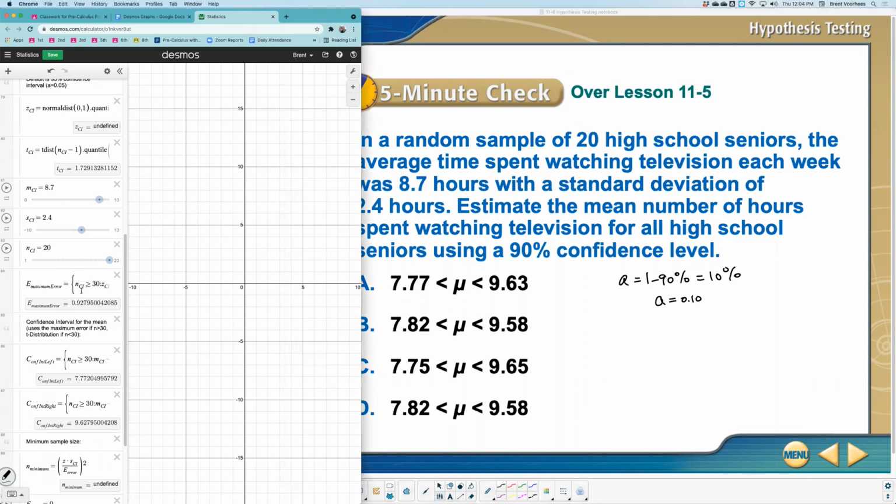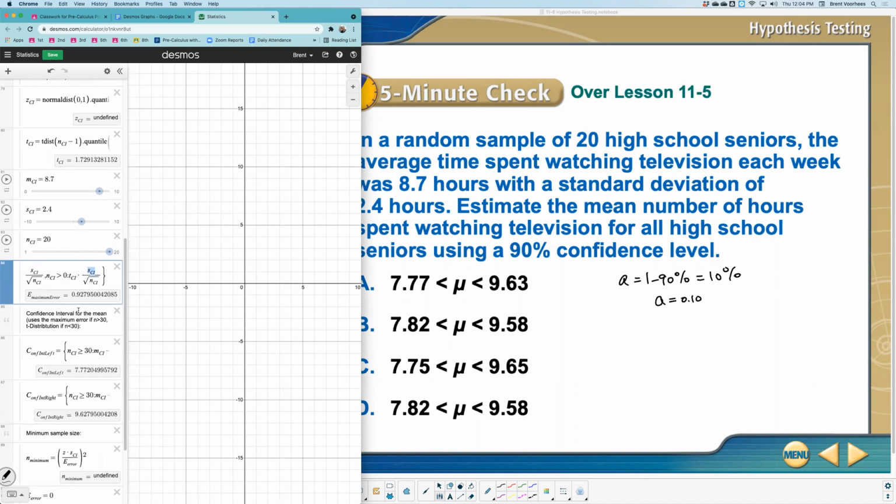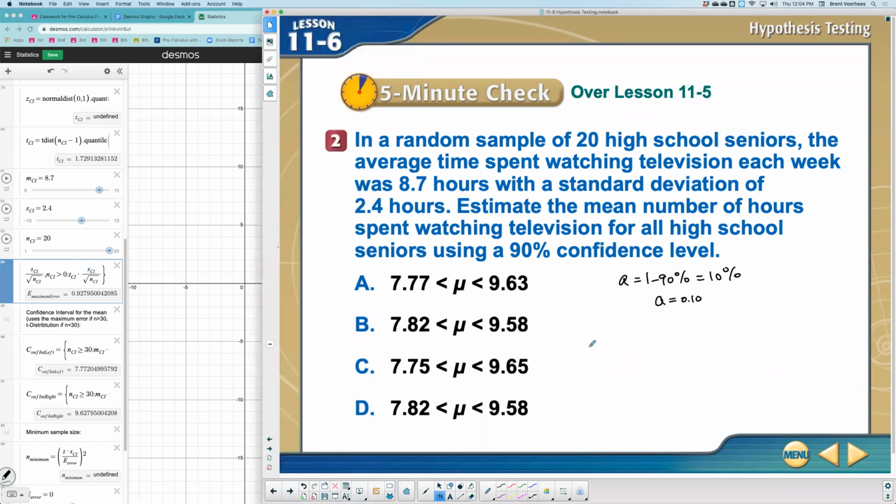And when I come down, my T-score value would be multiplied by the standard deviation of 2.4, and then divided by the square root of 20. And we'd get 0.93 if I round. So 0.93 is the maximum error, and the confidence interval would go from 8.7 minus 0.93 to 8.7 plus 0.93, which looks to me like 7.77 and 9.63. The correct answer would be A for number two.